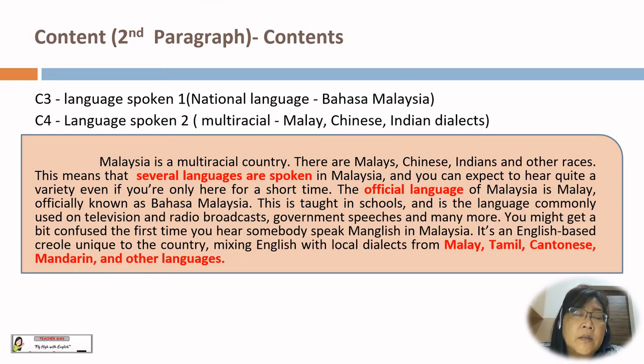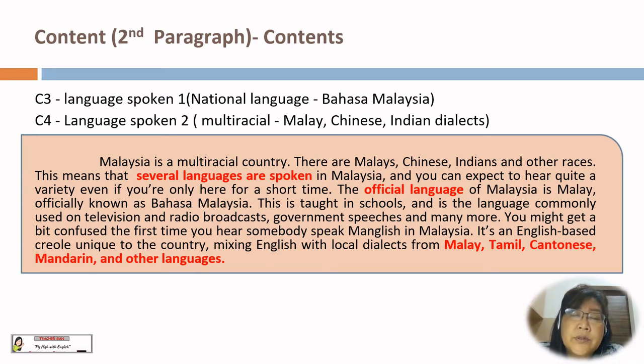For the next content, we have content 3 and content 4, language spoken 1. You can write about national language, Bahasa Malaysia. And then for content 4, another language spoken, we can talk about Malaysia being a multiracial country, and then you have Malay, Chinese, and Indian dialects. So this is the example.